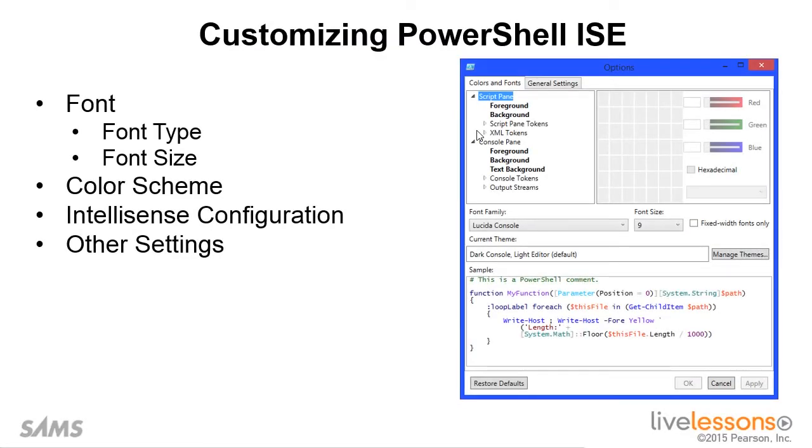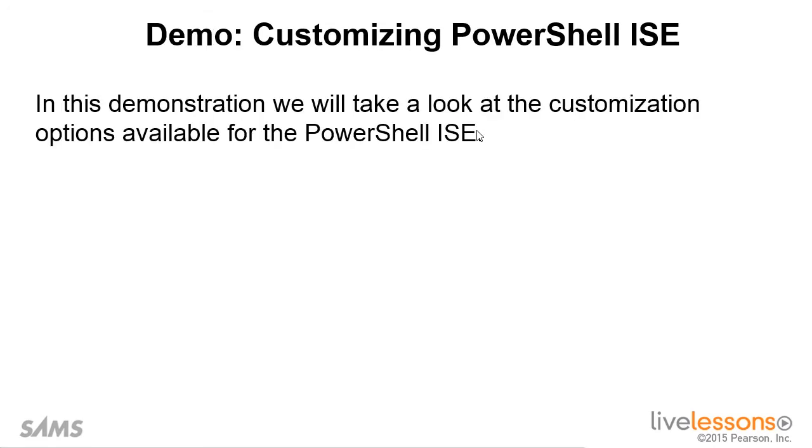Now let's talk about customizing the PowerShell ISE. When you are working with the PowerShell ISE, you can modify things such as the font type and the font size, the overall color scheme of the PowerShell ISE, and the IntelliSense configuration, along with a few other settings. Instead of talking about customizing, let's go ahead and take a look at customizing the PowerShell ISE.